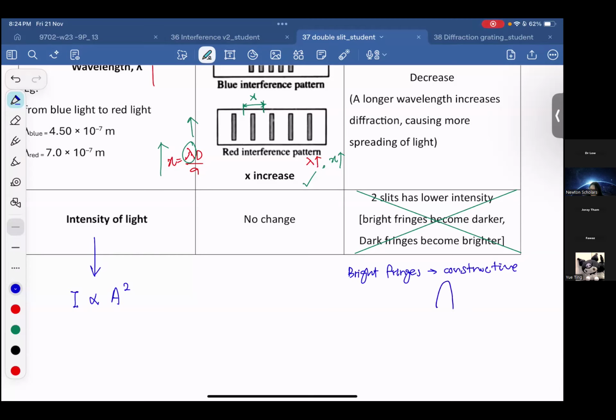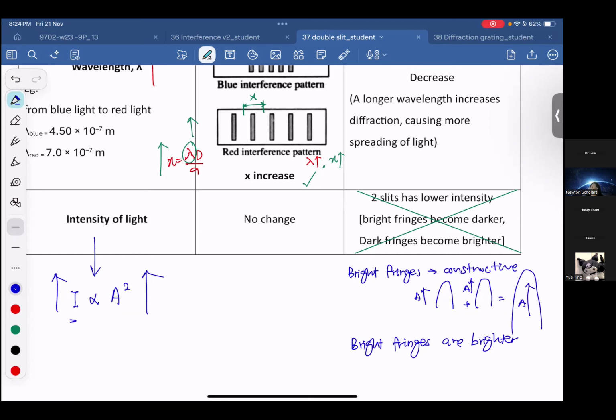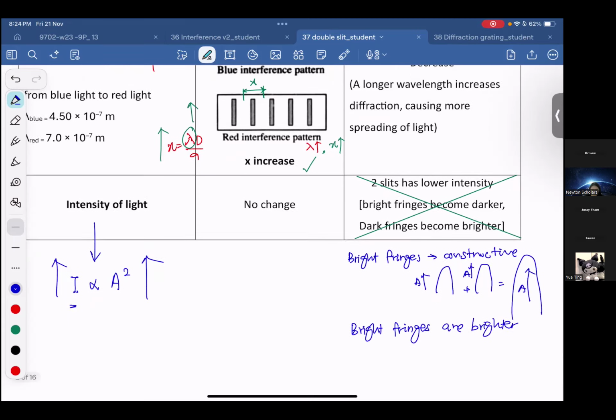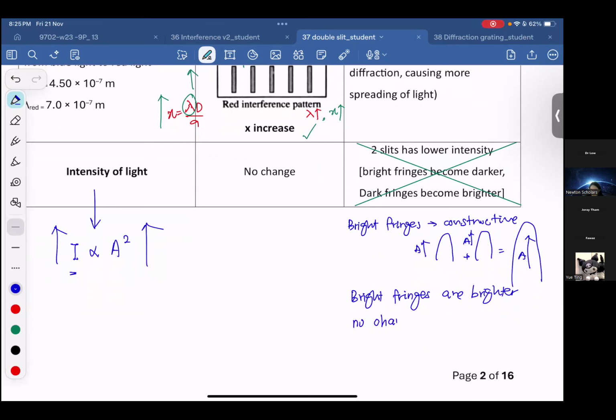So if you get a higher intensity, that means your amplitude is also bigger. You get a bigger plus bigger, then you get a bigger one. So what I want to tell you is the bright fringes will become brighter, because your A is getting bigger. When they construct, we get a greater A. So the intensity causes the amplitude to become higher, and our constructive interference, the bright fringes, will become brighter. No change for the dark fringe. So overall, the brightness actually increases. The last one, make correction.